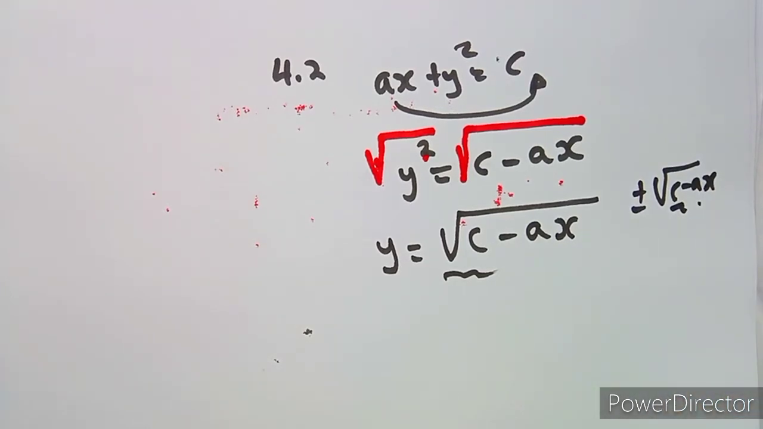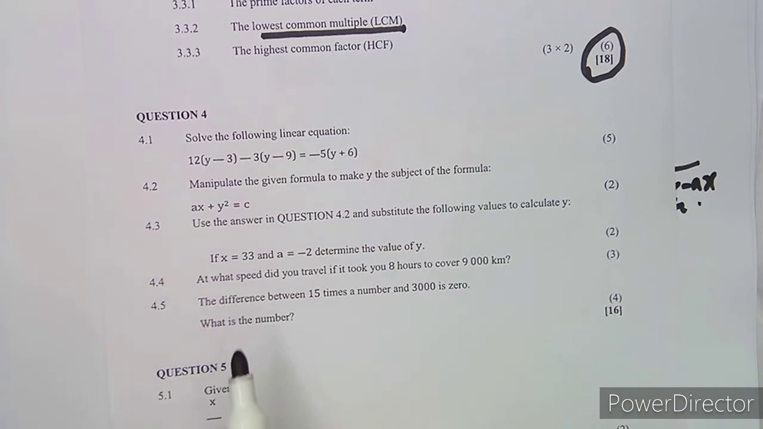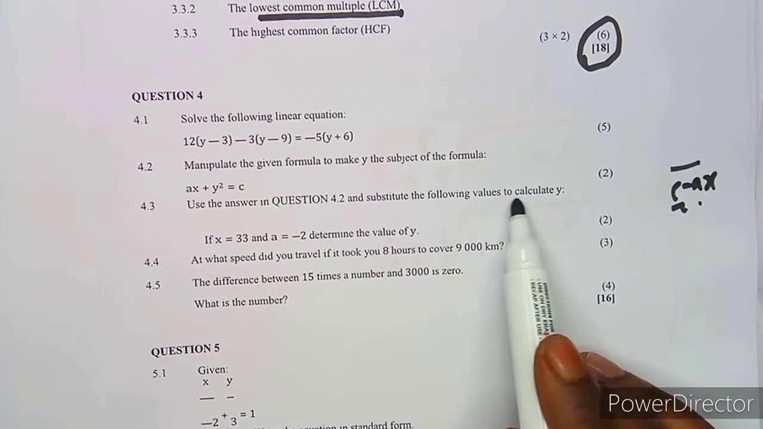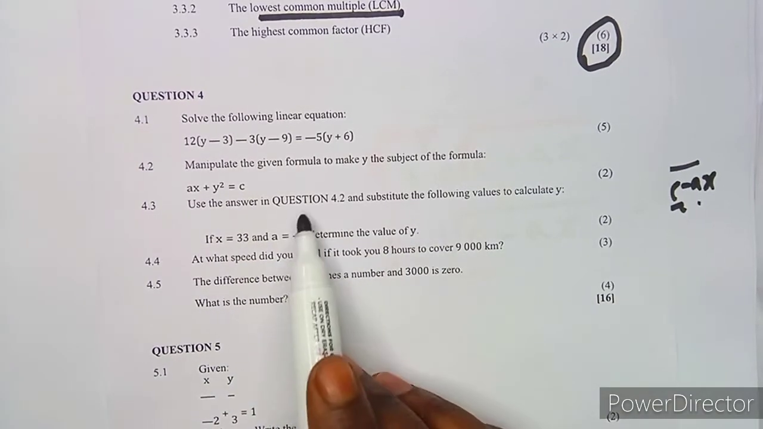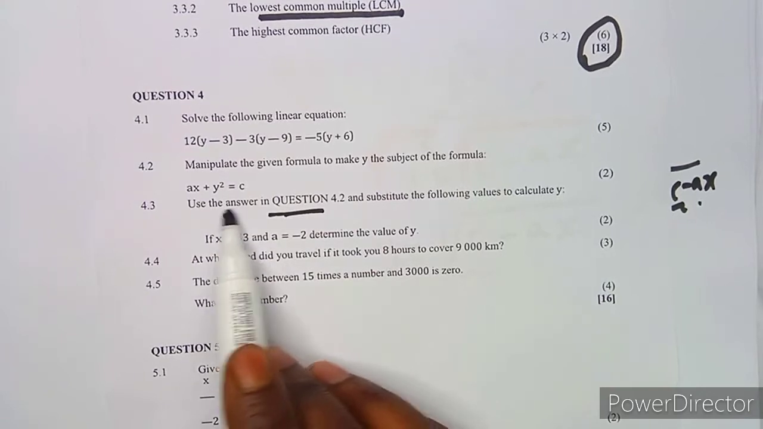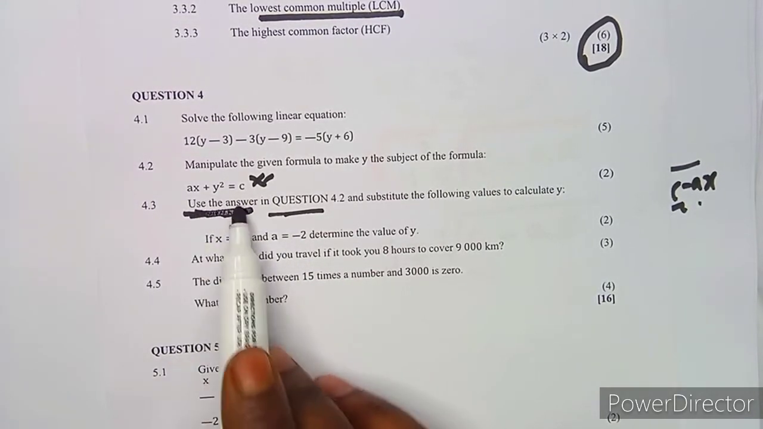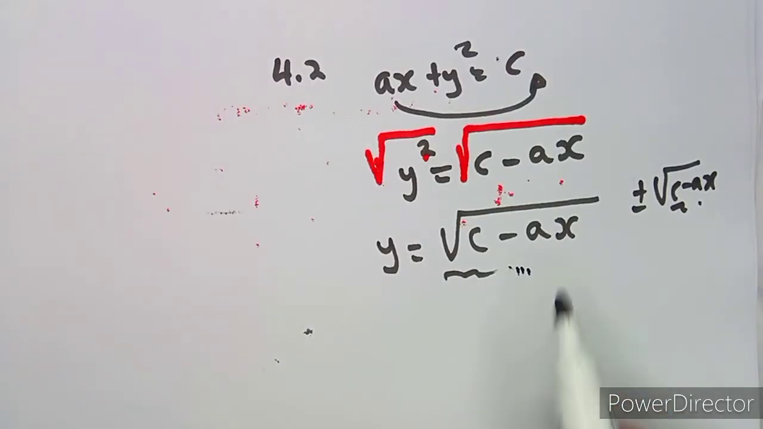So in this case, we do not know what the answer is going to be, but it's going to be a plus or minus like that, or just leave it like that. Use the answer in 4.2 and substitute the following values to calculate y. If x is 33, a is minus 2. So use the answer, that one that you calculated, which means we are coming from the answer that we had on 4.2.